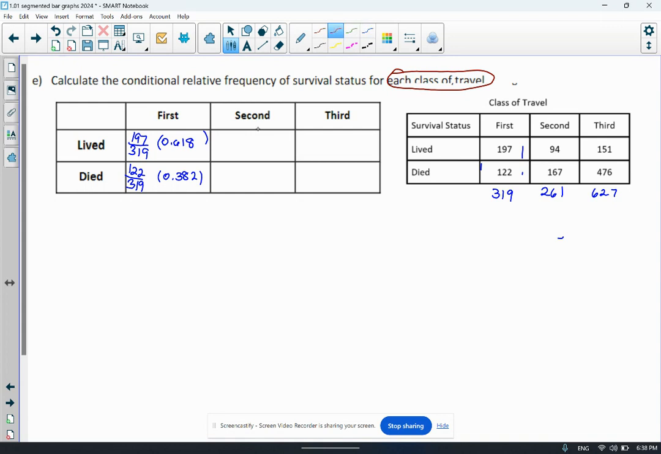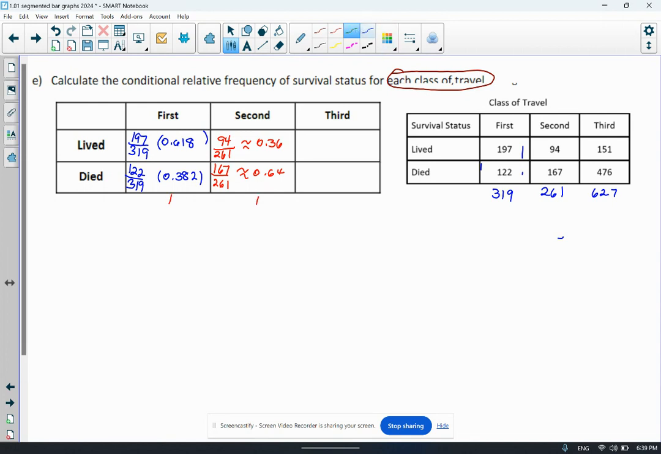Now the condition is only looking at second class. Remember, that's another class, either first, second, or third. So now we're looking at second. So in the denominator are the total number of second class passengers. And of those, 94 survived, whereas 167 died. And so that's 0.36, and this is 0.64. Notice how each of these add to 1, the proportions.